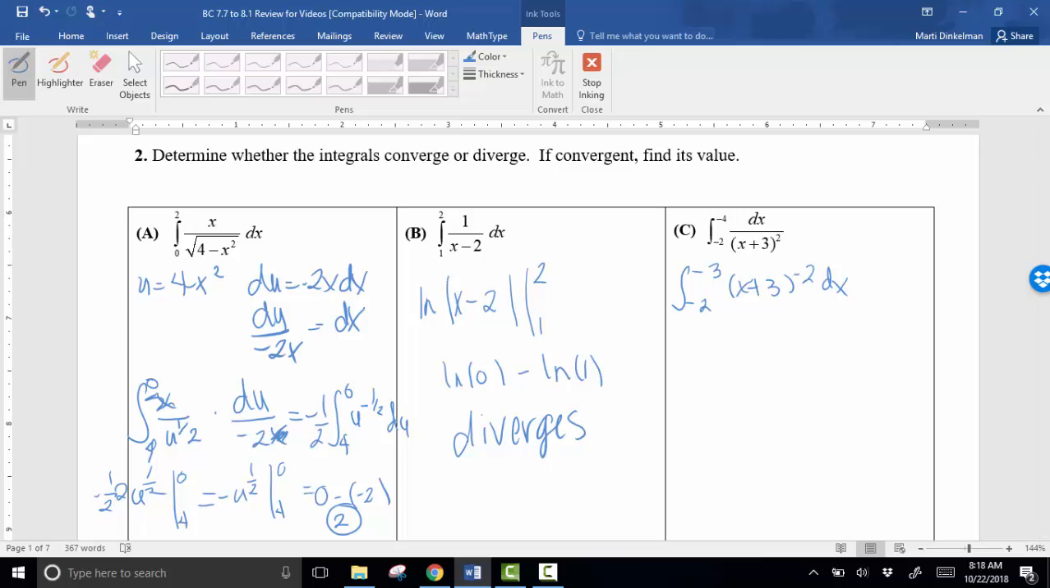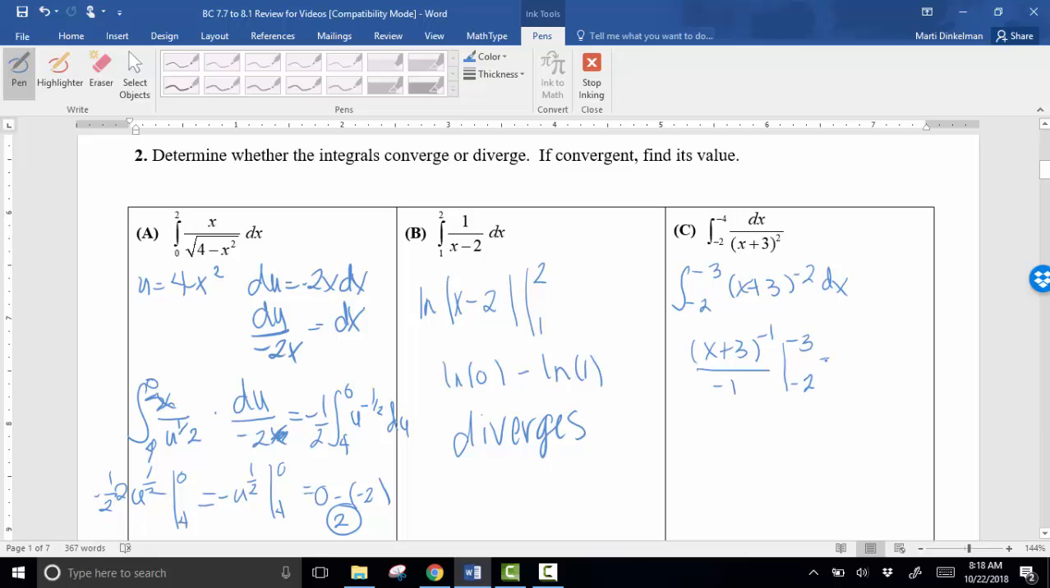So I also rewrote this so I could do reverse power rule, and again I split this right at the spot where there would be an asymptote. So let's see here. This antiderivative is going to be add 1 to the exponent, divide by my new exponent. Luckily the derivative of the inside is 1, so I don't have to worry too much about that.